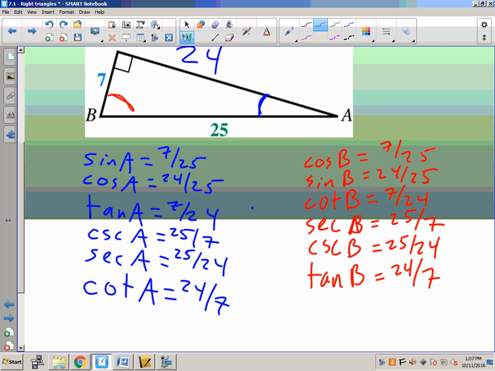Now think about what that's going to do to sine and cosine. Sine has opposite. Cosine has adjacent. If you flip adjacent and opposite, then you're just flipping from sine to cosine. Okay.